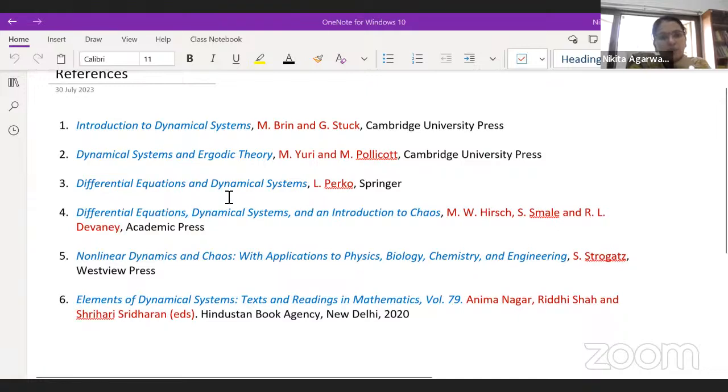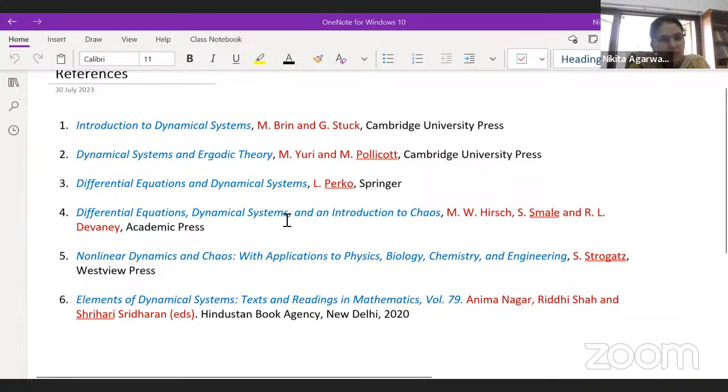Then the third book is by Perko, which talks about the qualitative study of ordinary differential equations. So what I talked about yesterday, all this Hartman-Grobman theorem and other results. It's also a very elementary book. It's also quite inexpensive. So if you are interested in the ordinary differential equation side, then you can pick up this book and start learning on your own. It is very appropriate for somebody who has done a course in analysis and linear algebra.